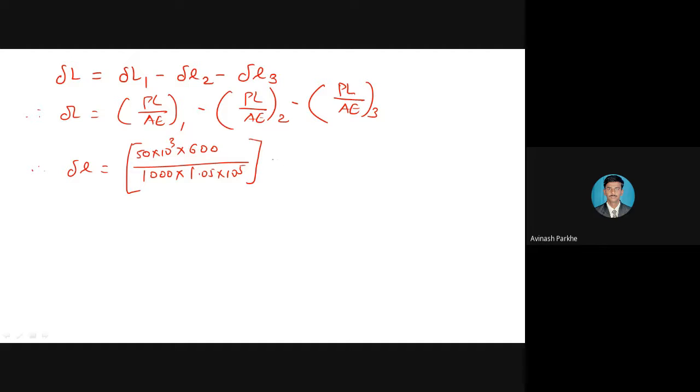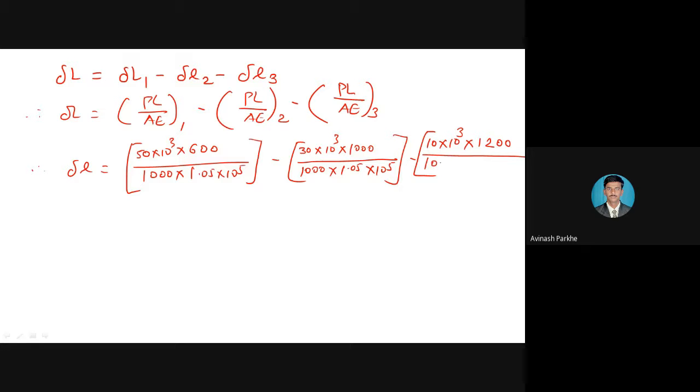Okay. This is of section 1 minus section 2. How much load is there? 30. 30 into 10 raised to 3 into length, I think 1000, divided by cross sectional area into E 1.05 into 10 raised to 5 minus for section 3 10 into 10 raised to 3 into 1200 divided by again area 1000 into 1.05 into 10 raised to 5.